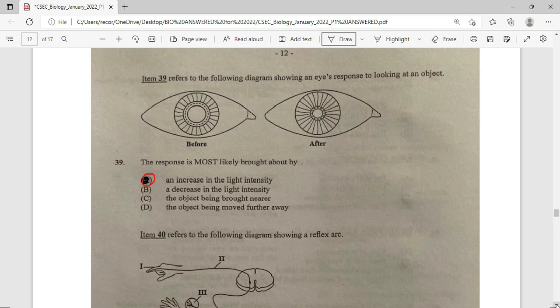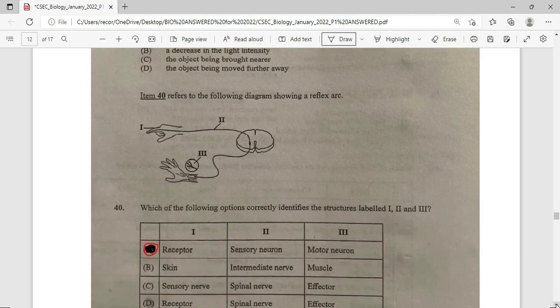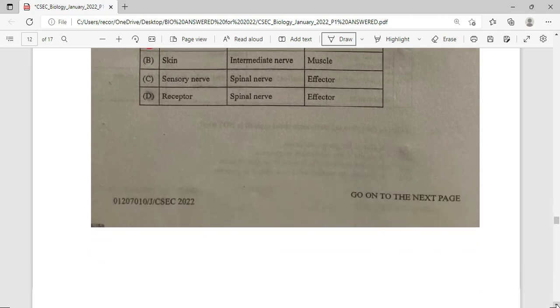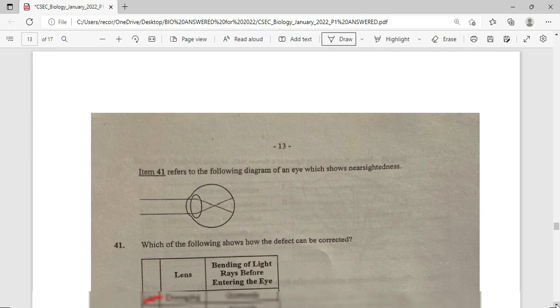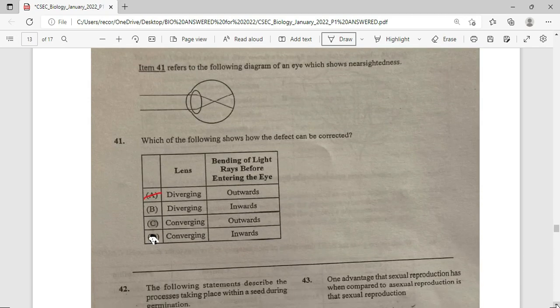Item 39 is also an old question. Your answer there is A. Item 40 is an old question. Your answer there being A. Pause and look at the question if you so desire. Item 41 is an old question. It is on the 2021 paper, and if it's diverging, it's moving away, outward. So the answer here is going to be A.